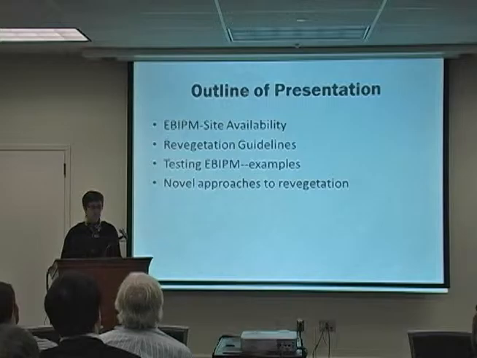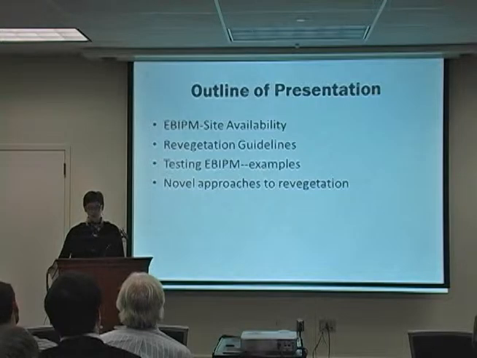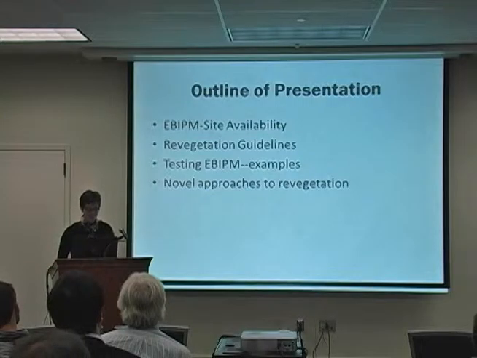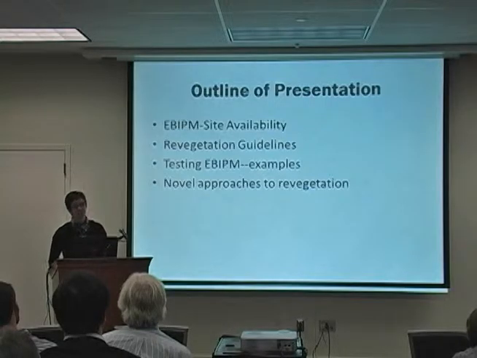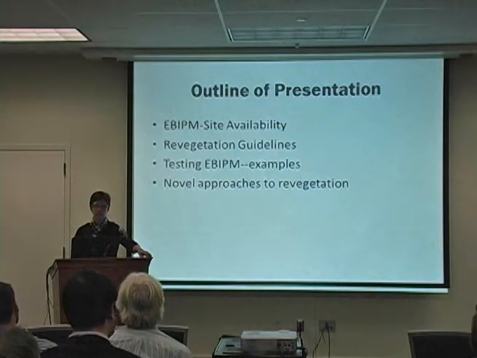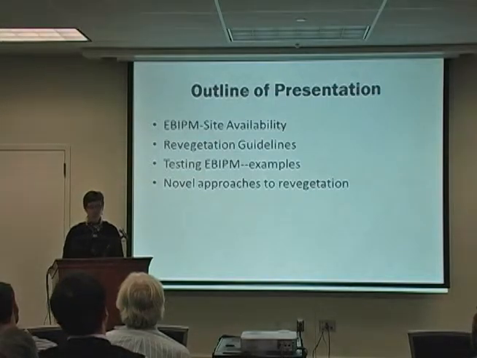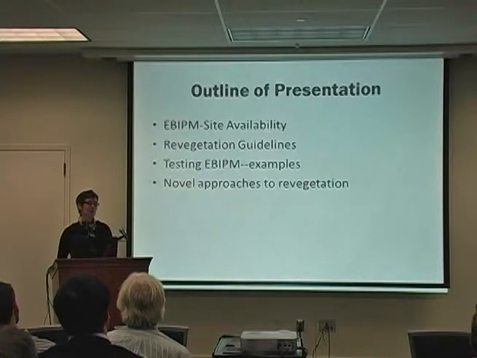So what I'd like to cover today is I'm going to be focusing mostly on site availability, or that should actually say species availability. Okay. Species availability. So what do you do when you actually have to go in there and revegetate? I'll talk a little bit about these revegetation guidelines, and then give a couple examples of how we've been testing EBIPM in revegetation situations. And I'd like to finish by throwing some ideas out there for some novel approaches to revegetation based on EBIPM and how we think about ecological processes.